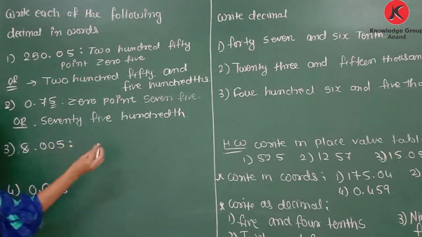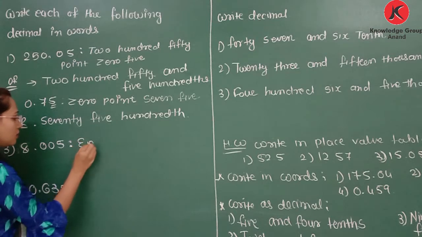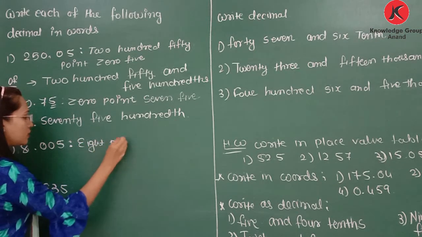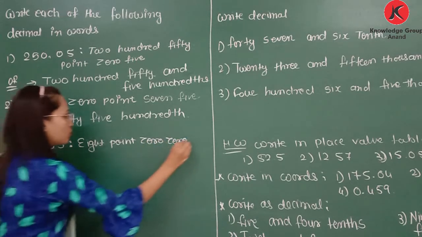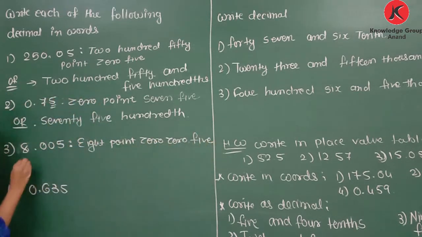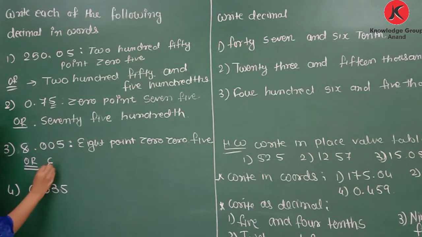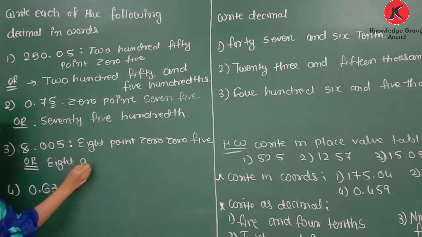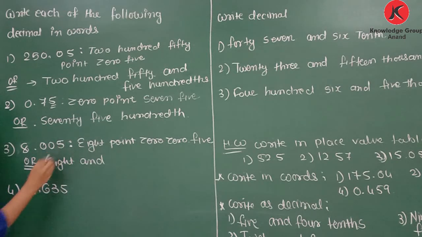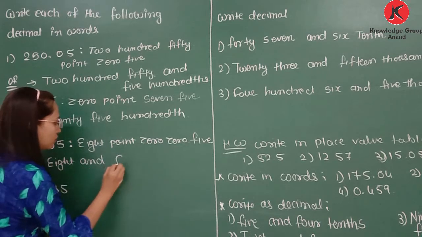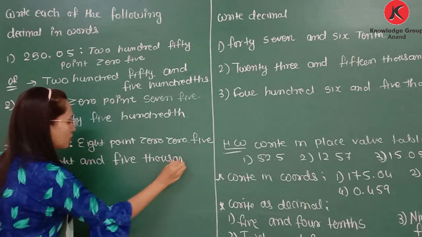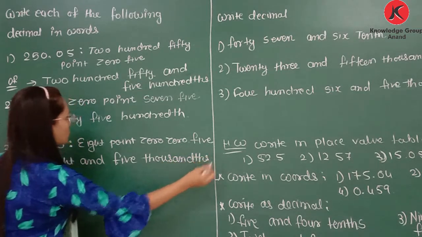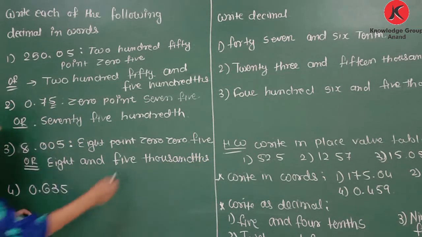So we can read it as 0.005, or we can read it as 8 and. Now what is the place value of 5? It is at the thousandth place. So 8 and 5 thousandths. Okay. Now next one.